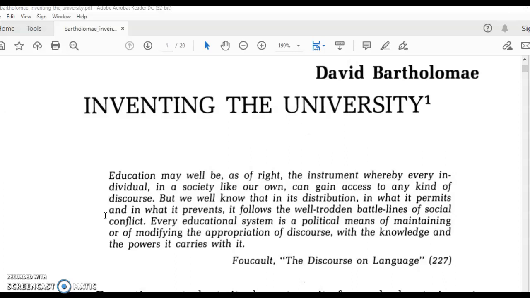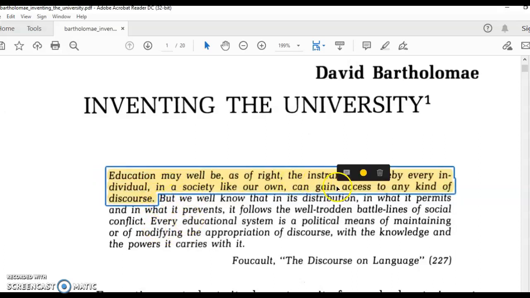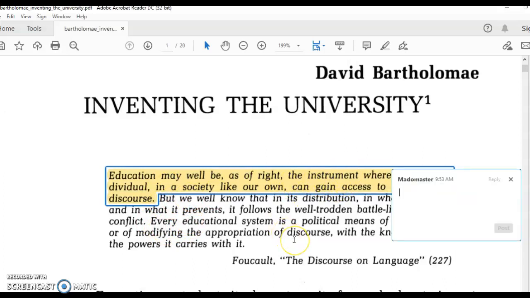That was written by Michel Foucault, and Michel Foucault is pretty difficult to understand. Since this is a bit of a difficult to understand passage, my first instinct here is to highlight a couple of sections and translate them into a more approachable language. So I'll highlight the text in question, select the highlight feature on my PDF program, and then make a comment. I'll simplify this as education is gaining access to a discourse.